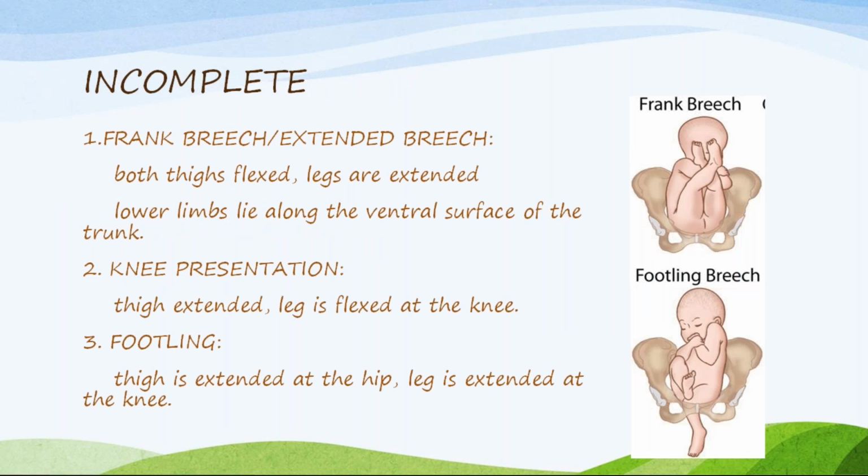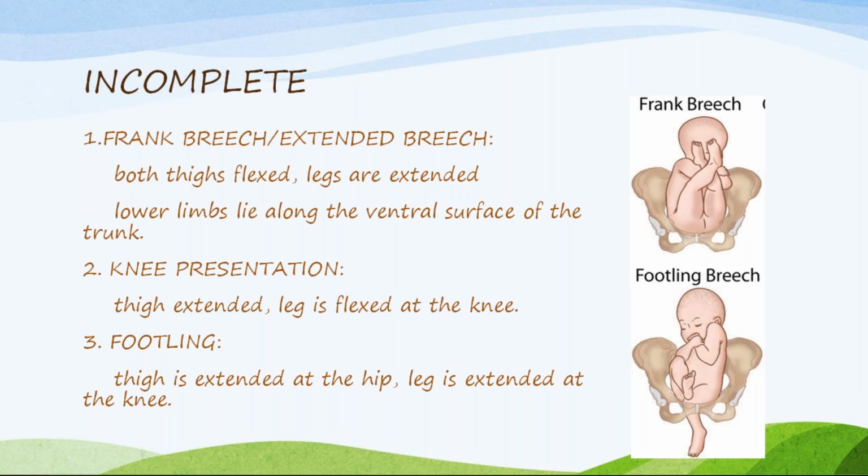Next, incomplete breech, which has three varieties. The first is frank breech. You can see both thighs, the hip is flexed, but the knee joint is extended. It is a straight knee joint. Only the hip joint is flexed. This is frank breech.